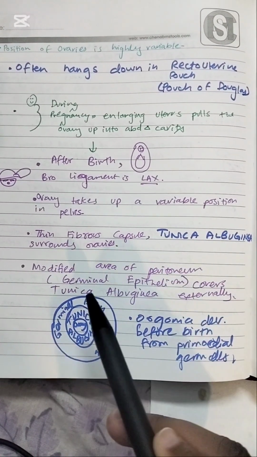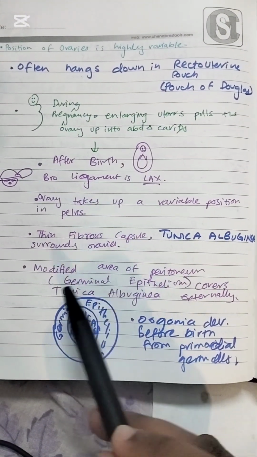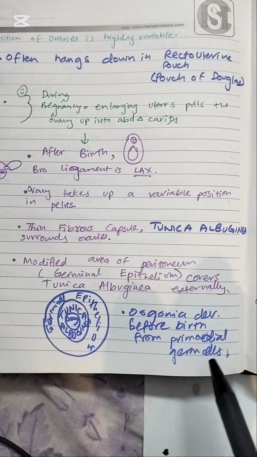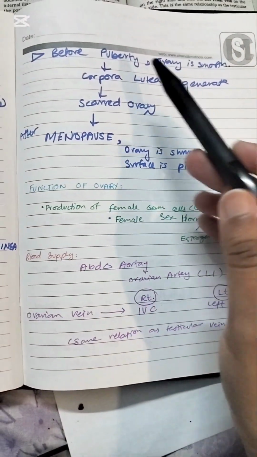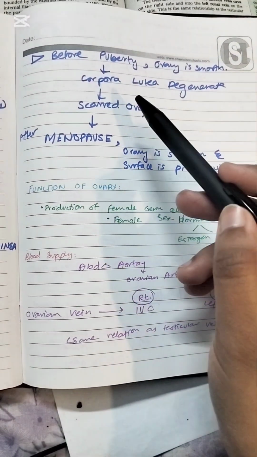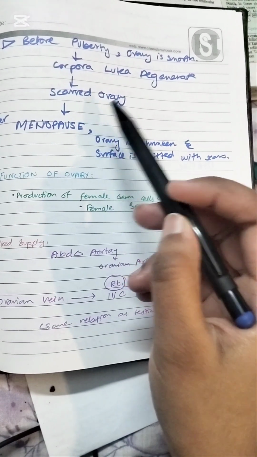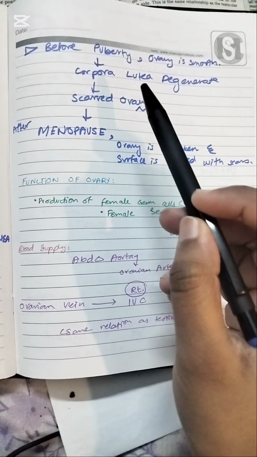However, the name germinal epithelium is confusing. It is not related to oocytes, as the word germinal suggests. Oogonial development before birth is from primordial germ cells, which is not related. So, what happens before puberty? Before puberty, the ovary is smooth. Corpora lutea degenerate, which leads to a scarred ovary after puberty.